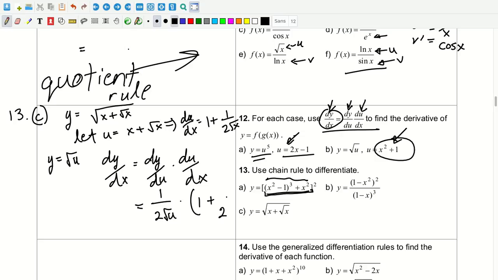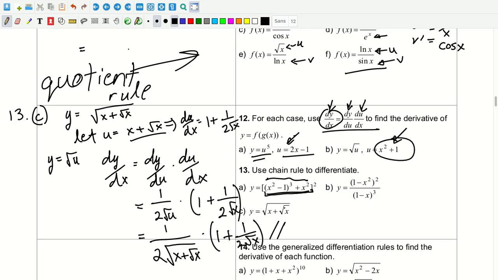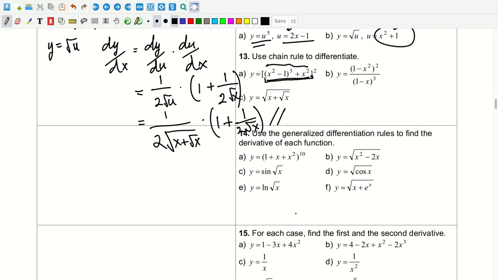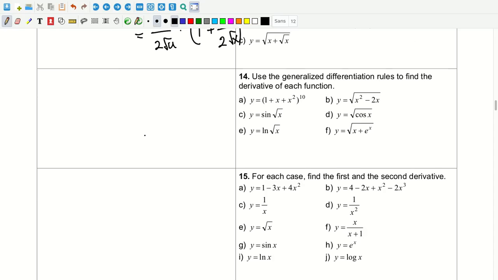Okay, put it all together. U is this. So I end up getting 1 over 2 root of x plus root x. Oh man, can you imagine doing straight up derivatives without chain rule? It's kind of annoying. Get a headache. I think I'm going to just go ahead and do number 14 and finish it up. Then I'm going to leave first and second derivatives for next time, and velocity and acceleration functions for next time.